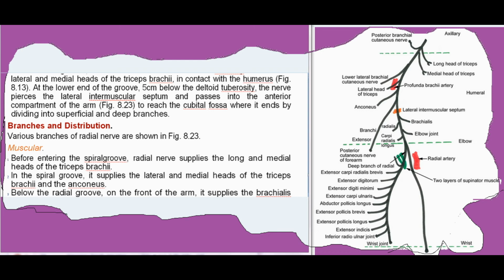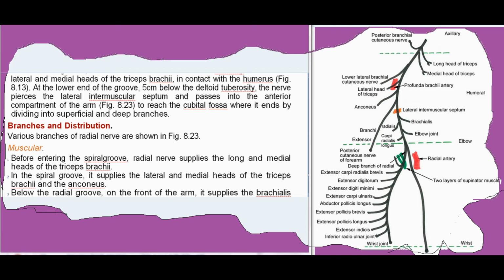At the lower end of the groove, 5 cm below the deltoid tuberosity, the nerve pierces the lateral intermuscular septum and passes into the anterior compartment of the arm, Fig 8.23, to reach the cubital fossa where it ends by dividing into superficial and deep branches. Branches and distribution. Various branches of the radial nerve are shown in Fig 8.23.